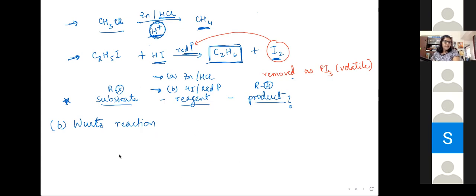Now, even in Wurtz reaction, you start off with an alkyl halide, RX, but the product and the reagent vary in this case. So here, you take sodium metal in the presence of dry ether. The product that you get is double of what you start off with. R-R plus X2.